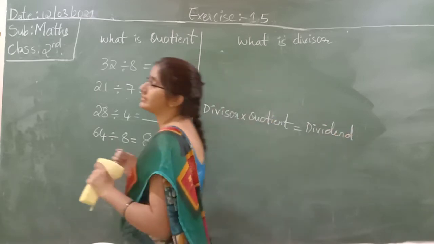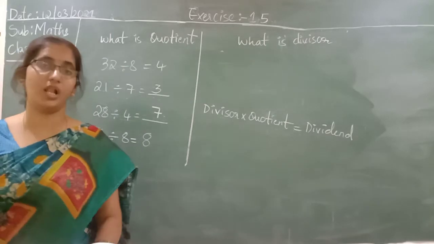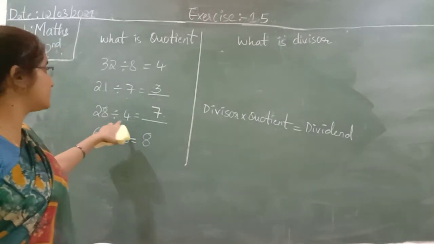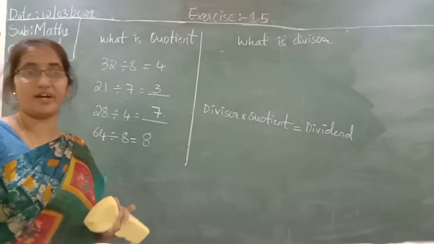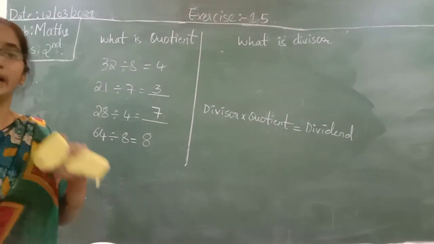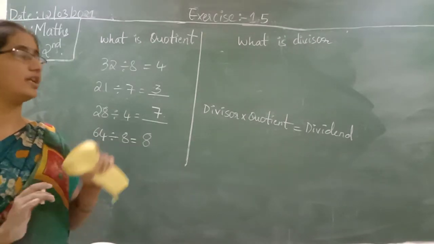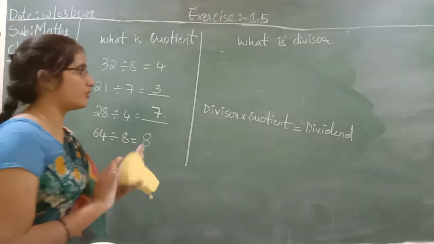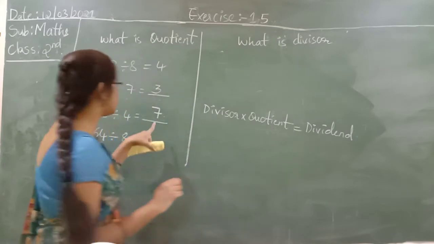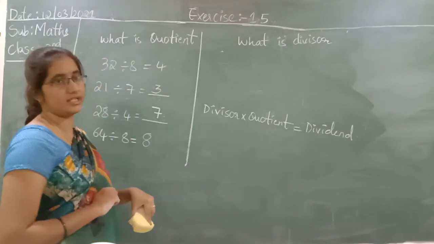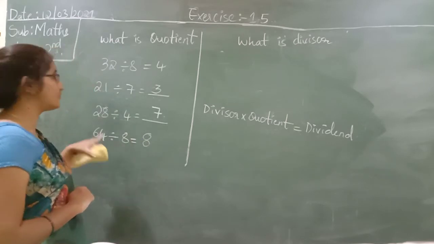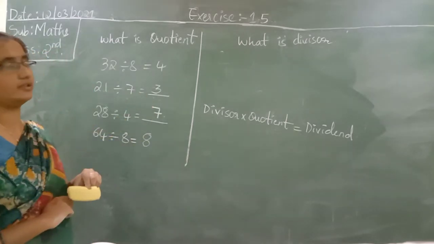If the dividend is exactly divisible by the divisor, then we go with this formula. If it is not, we do not, because we get a remainder. Here we get remainder as 0. That's why we are not including remainder. So you remember this. See here, 7 into 4 is 28. 8 eights are 64. 3 sevens are 21.